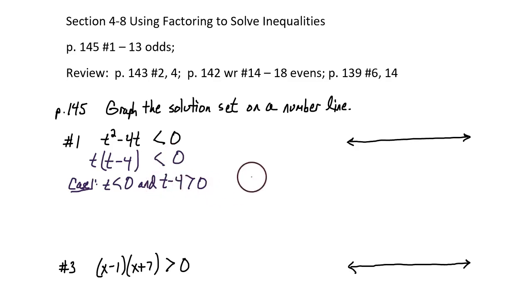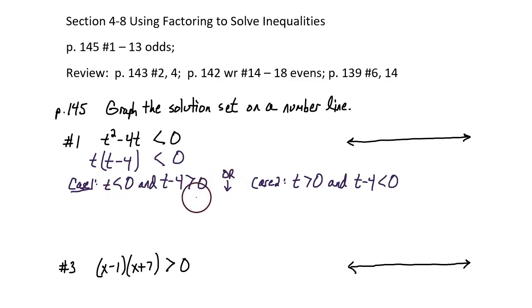But that's not the only possibility. So let's create case number 2. The t could be greater than 0, and the t minus 4 could be less than 0. In this case, the first one is the one that's positive, and the second one is the one that's negative. But again, their product, when you times together, ends up less than 0. We're going to use the word or as our connector between the two cases. If you don't want to use the word or, you can use the union symbol.